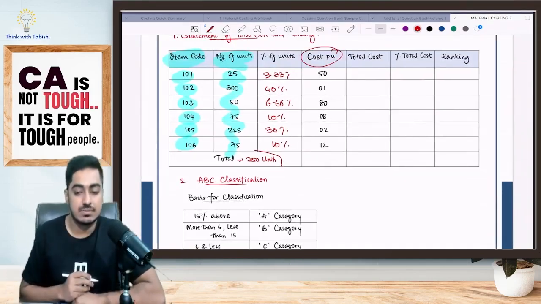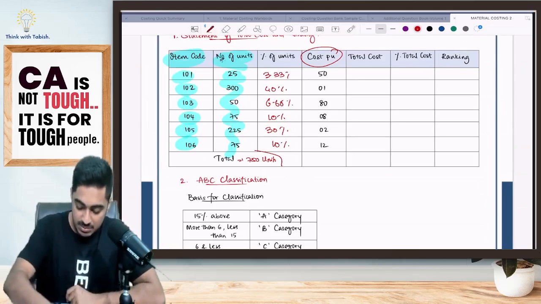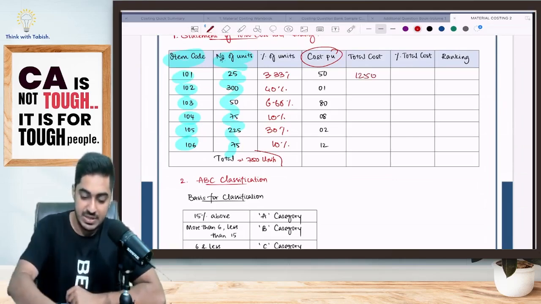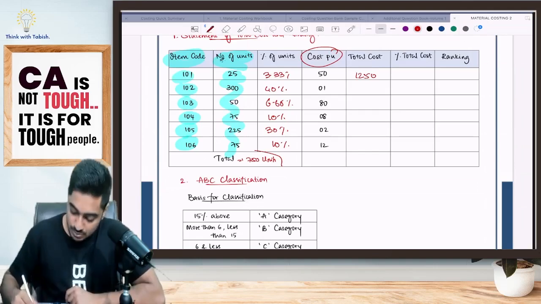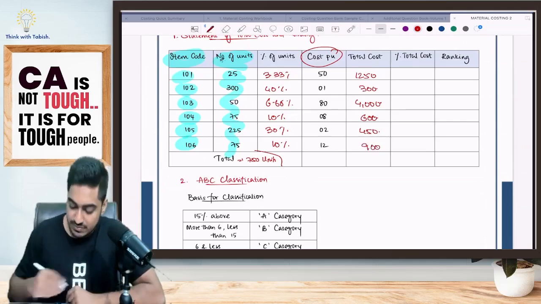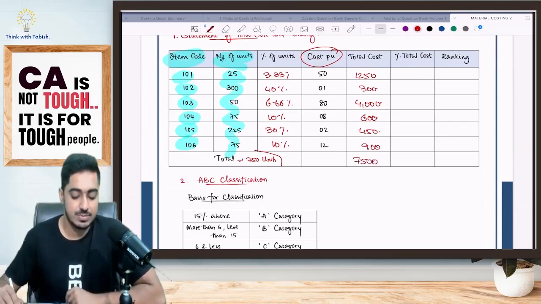Individually cost is given. If I multiply, I will get the total cost. Pay attention everyone. Item number 101, 25 items are there. Every item I purchased at 50. That means total cost is 1250. Similarly, I will do for item number 2. Total cost is 300. Item number 3, total cost is 4000. Item number 4, total cost is 600. Item number 5, it is 450. Item number 6, it is 900. Yes or no everyone? If I add, the total value will be 7500 rupees.